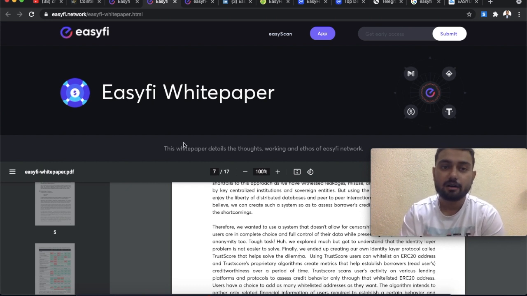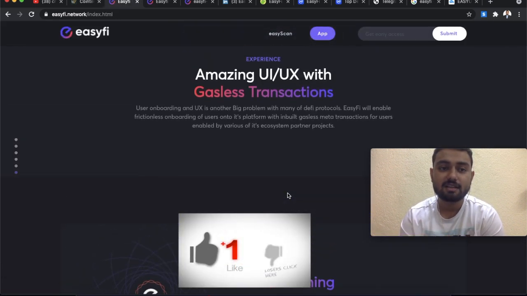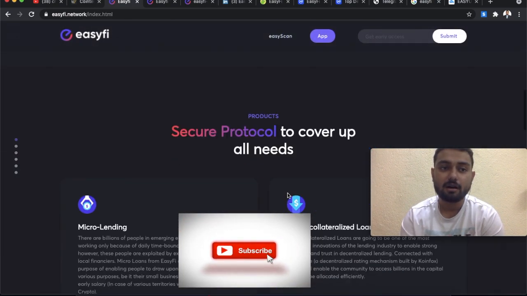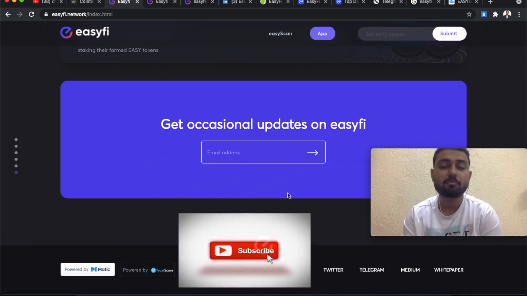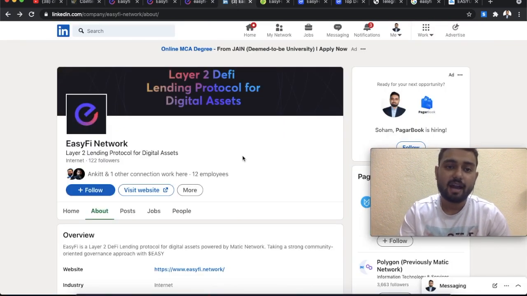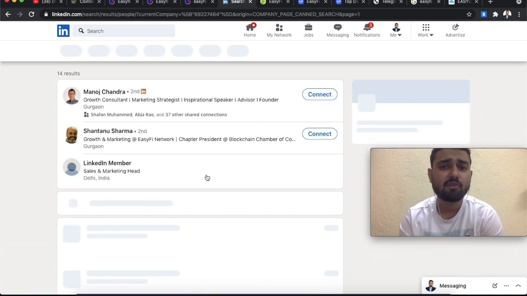Now, next, what we should be doing is taking a look at the team. What is the team that they have? For looking at the team, in a few websites you'll get the team directly on their website, but with EasyFi, you don't have that. So for projects whose team is not mentioned on their website, you can head over to LinkedIn and find out about the project. On LinkedIn, we found EasyFi Network, and they have around 12 employees. Now let's take a quick look at who these guys are and what their backgrounds are.